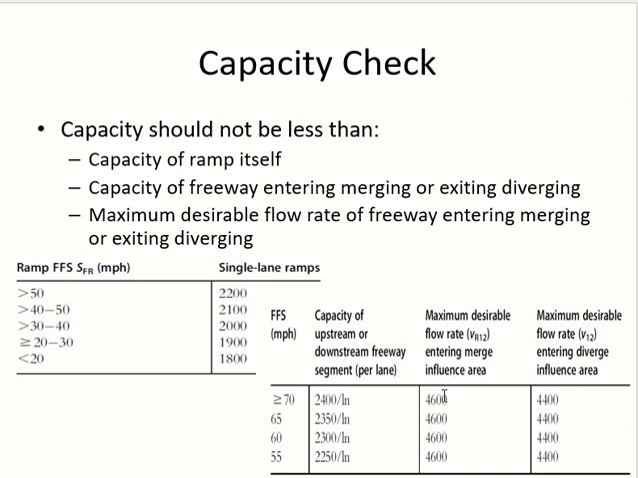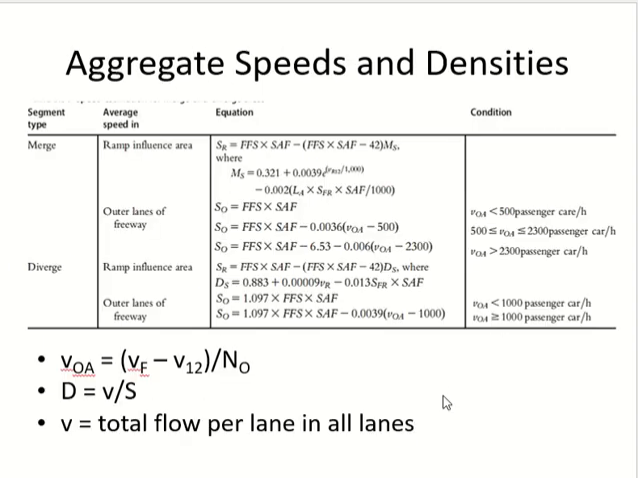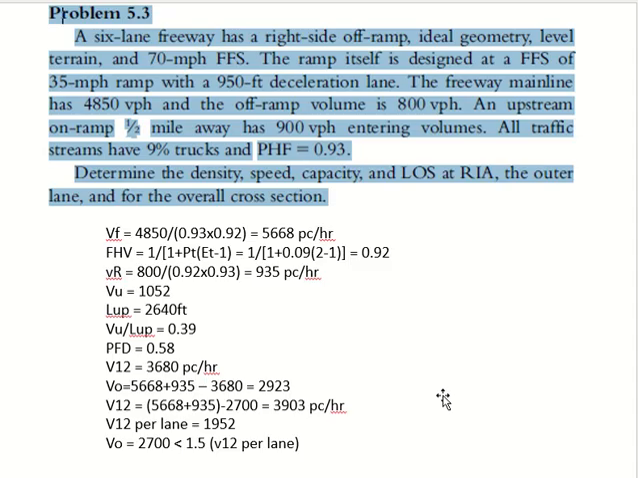The slides, back. 1952. Okay, the capacity there is 2400. No problem there. But where's the problem? For the outer lane it is 2700, which is more than the capacity.